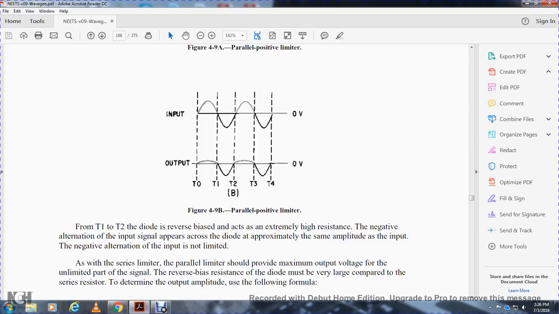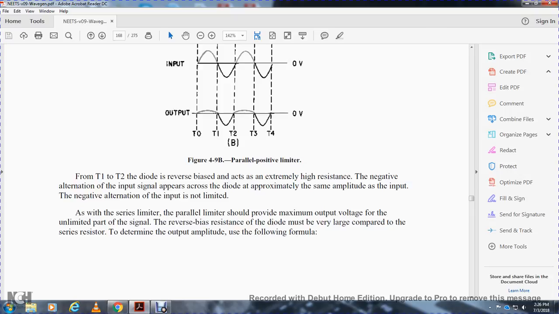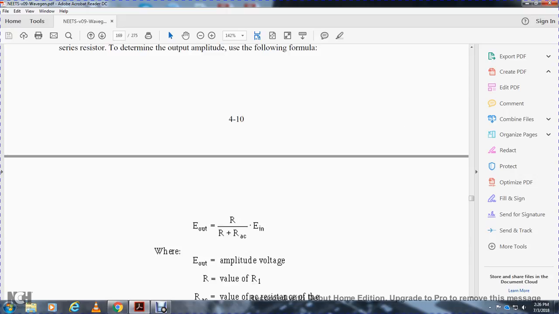At time T1 to time T2 the diode is reverse biased by the external high resistance. The negative alternation of the input signal appears across the diode with approximately the same amplitude as the input, so the negative alternation is not limited. A series limiter with the parallel limiter should provide the maximum output voltage, but the unlimited power of the signal. The reverse resistance of the diode must be very large compared with the series resistor. To determine the output amplitude, use the following formula.